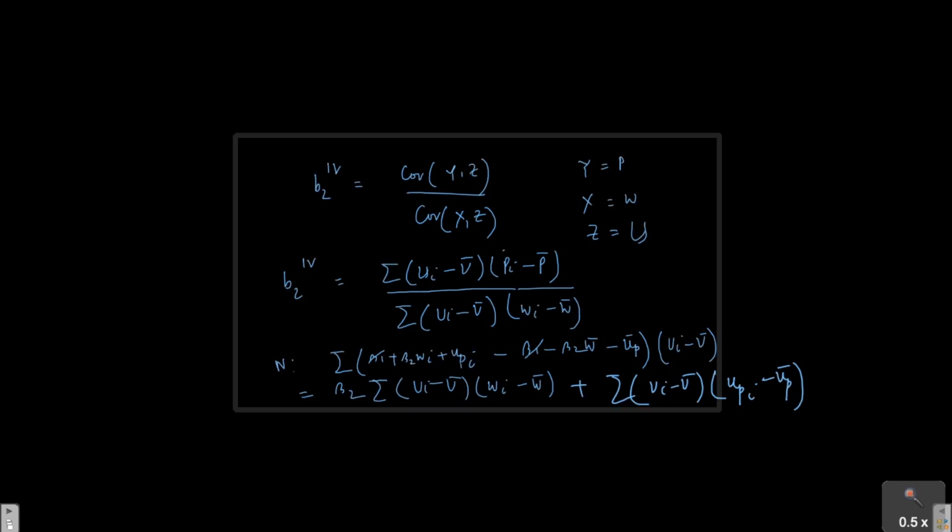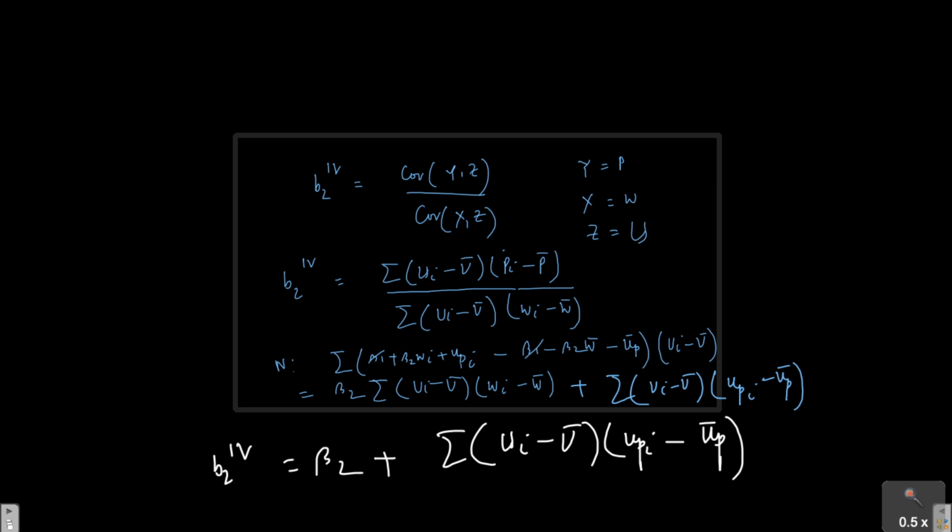So let me write down the final expression. B2 IV is going to be beta 2 plus the summation of capital Ui minus U bar into small UPi minus UP bar, divided by the denominator term, which is capital Ui minus U bar and Wi minus W bar. All right. So let me use a new page. Let's not clutter it further.